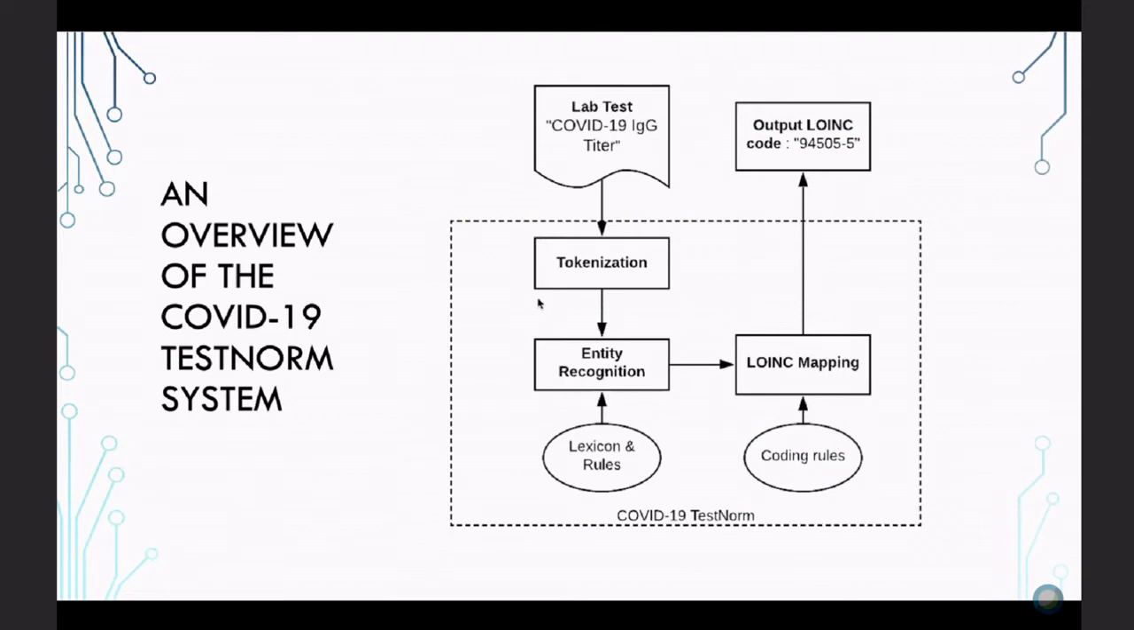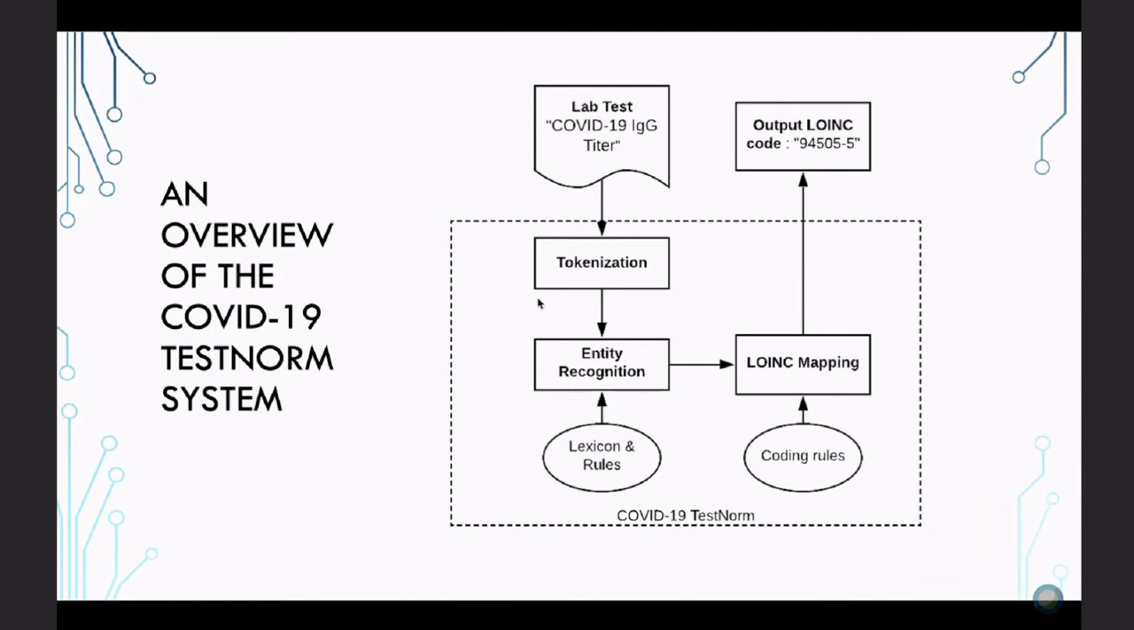To address this urgent need for reliable mappings, we developed an automated tool, which we called COVID-19 TestNorm, to normalize a local COVID-19 test name to a standard LOINC code. And this tool, as I mentioned before, is available to the community freely via an open source package at GitHub and via an online web application. This tool is a rule-based system to automatically normalize a local test name to a LOINC code for COVID-19.